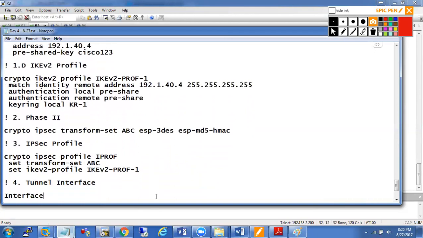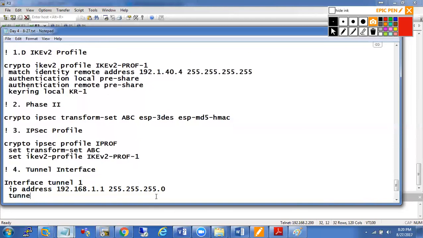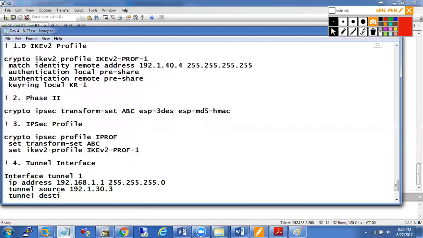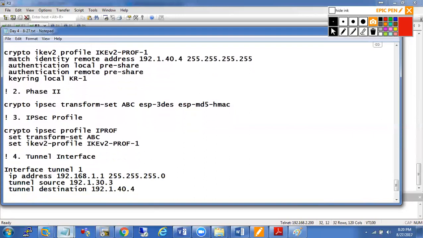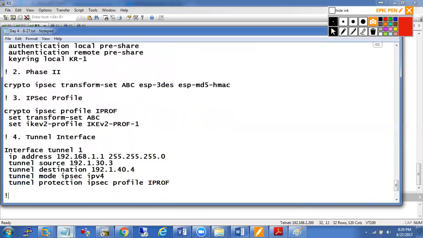So I'll say interface tunnel 1, IP address 192.168.1.1, tunnel source 192.30.3, tunnel destination 40.4, tunnel mode IPsec IPv4, and tunnel protection IPsec profile iprof. The last step is to run the routing protocol.